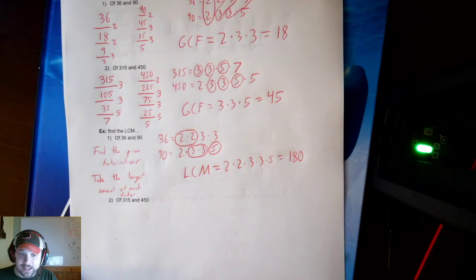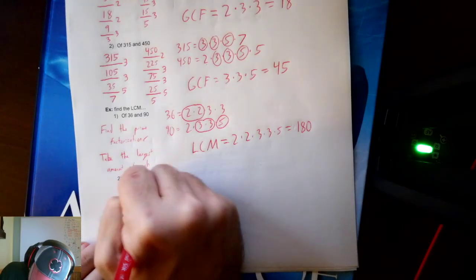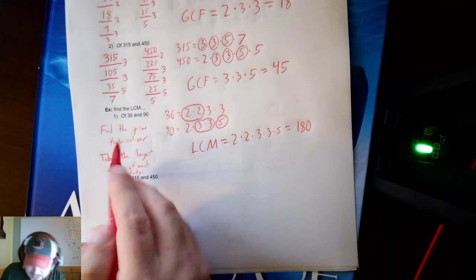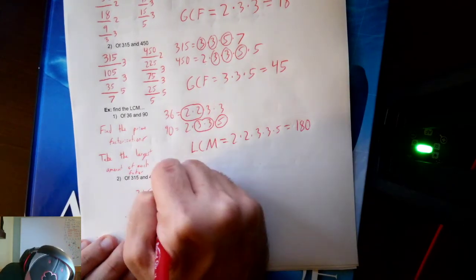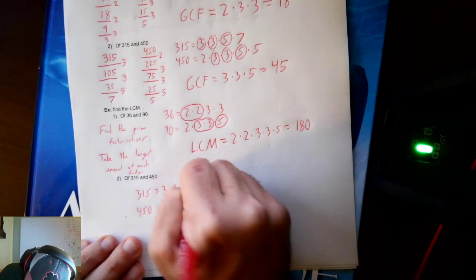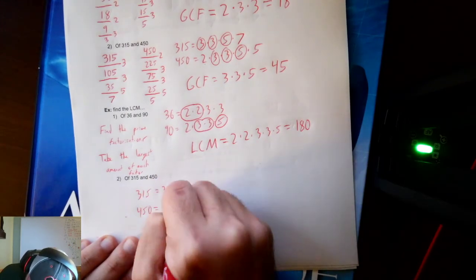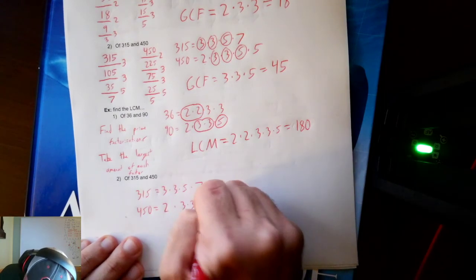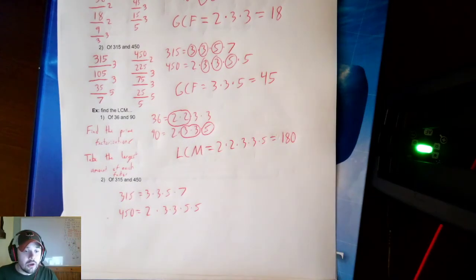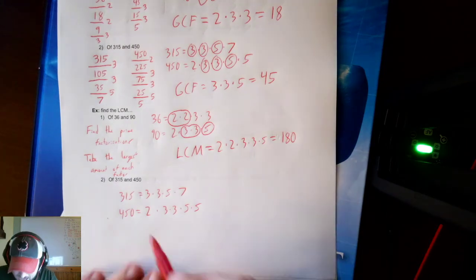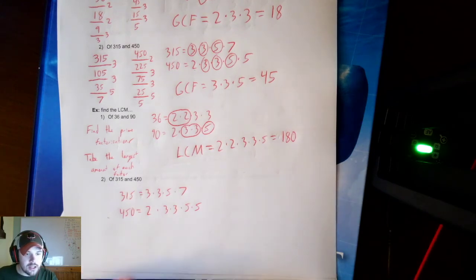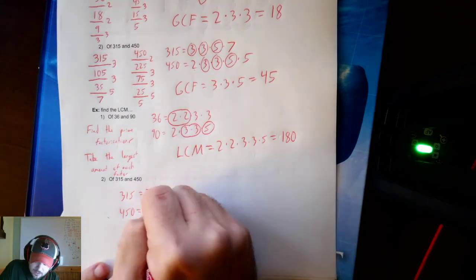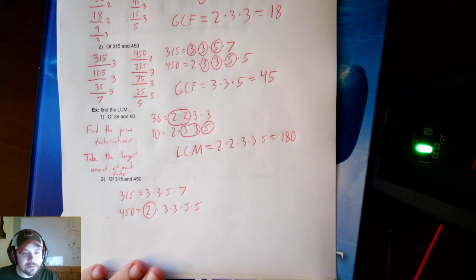So let's take a look at it again. Let's do it for 315 and 450. Once again, we'd find the prime factors first, but we already did it up here. 3 times 3 times 5 times 7. And 2 times 3 times 3 times 5 times 5. Which prime numbers are here? I have 2, 3, 5, and 7. So, let's start with 2. Which number has more 2's? This one.